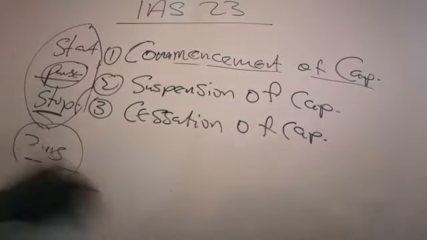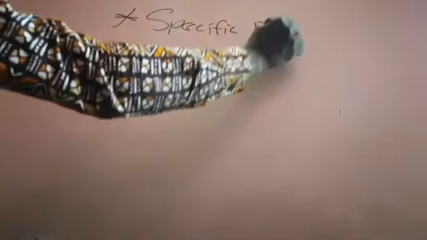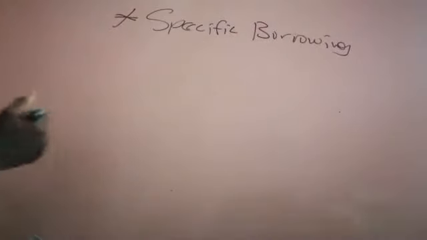Good. Now let's go to the borrowing cost itself. The types of the borrowing cost. There are two types of borrowing cost. First, we have what you call specific borrowing, and we have the general pool of funds. Let's look at the specific borrowing first.